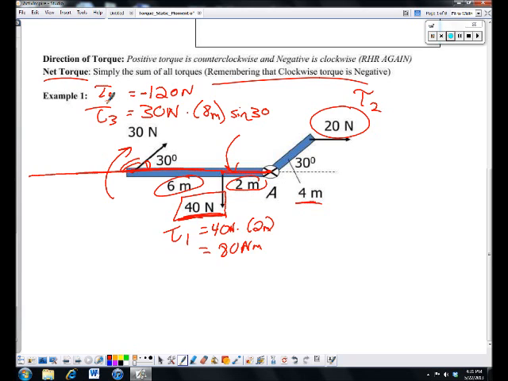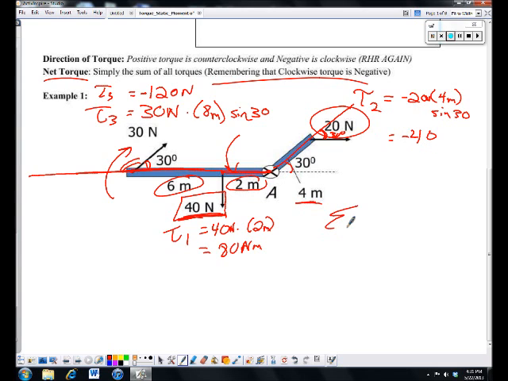Torque 2, I can make my sign distinction now, is already negative. I know that. Again it's 20 newtons, again a radius of 4 meters. Now I've got to make a decision on my angle. So there's 30 degrees. I could extend my radius. If you look at this right there, that's also 30 degrees because those are corresponding angles of parallel lines. So sine of 30 is a half. Half of 4 is 2. 2 times 20 is negative 40 newton meters.